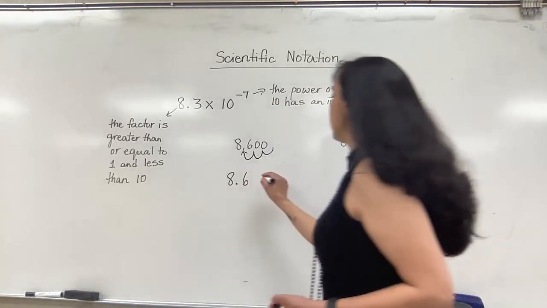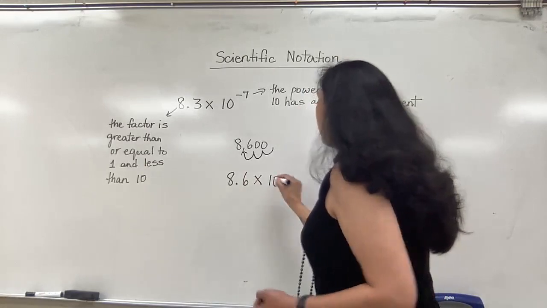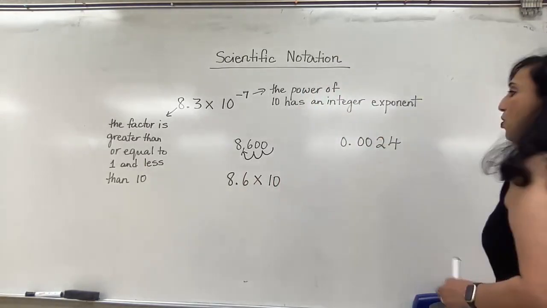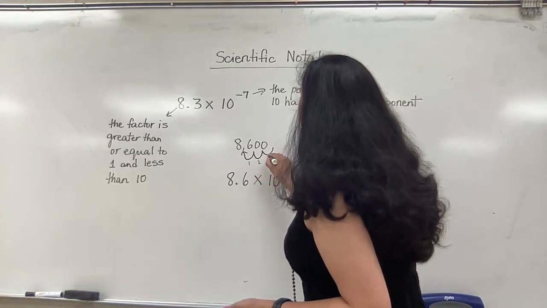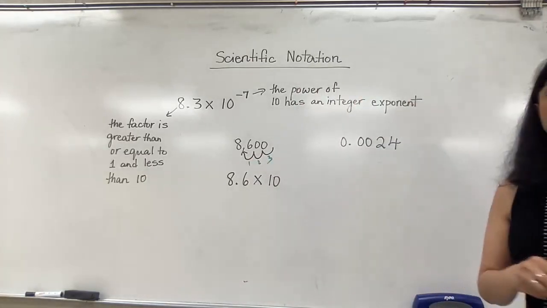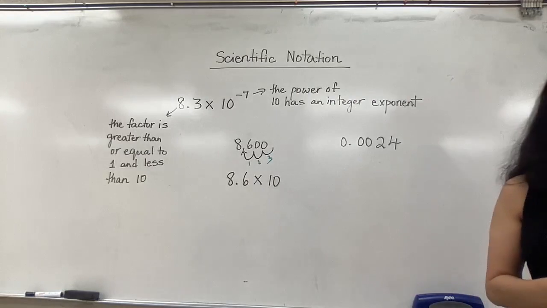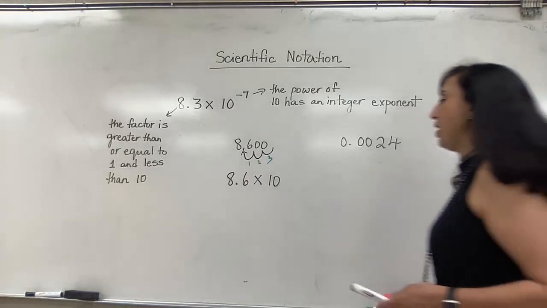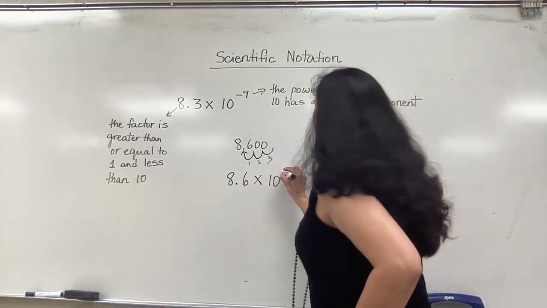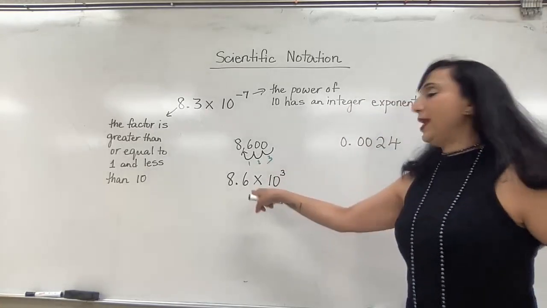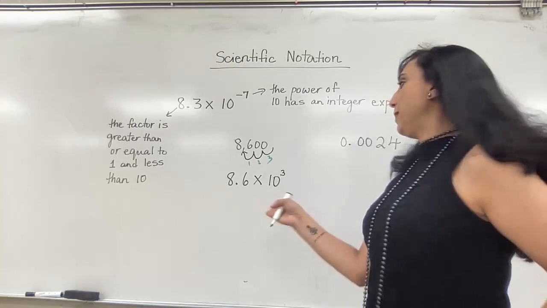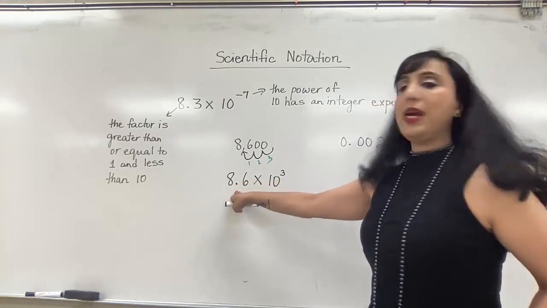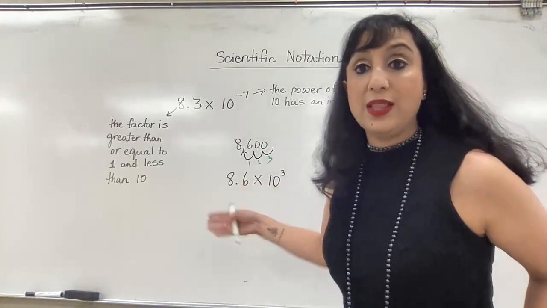Then times 10 to how many places we moved. We've moved 1, 2, 3 places, so that is going to be my exponent. So 8 and 6/10 times 10 cubed. This basically means I'm taking this number and multiplying it by 1,000.